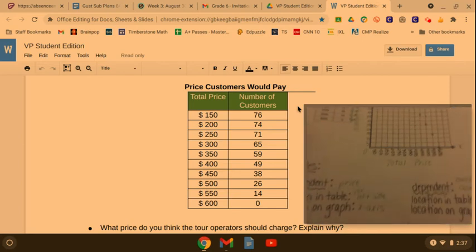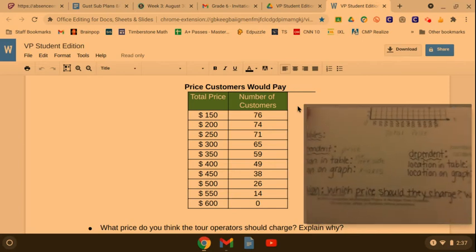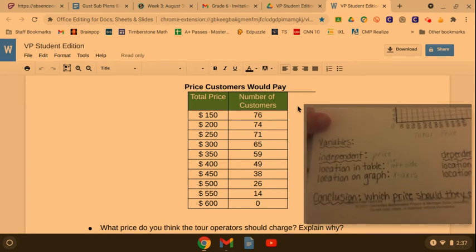Okay. Now that you're back, you should have for your independent variable your price. The total price is your independent variable. It comes first in the table on the left-hand side and should go across your x-axis. Your dependent variable depends on your independent variable. So if I asked you how many customers are going to take the tour, it depends on the price.